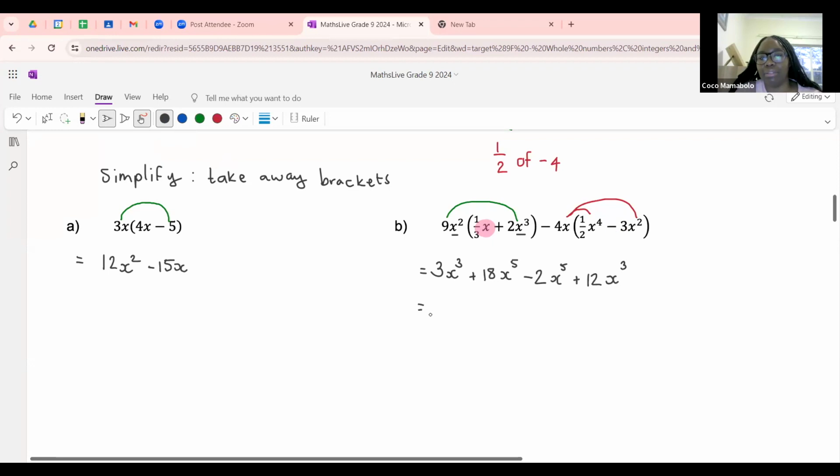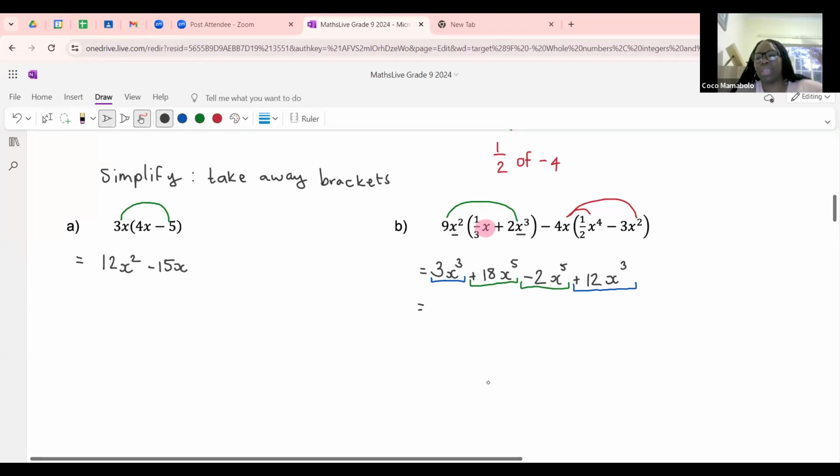Okay, am I done? Am I done with this question? Yes or no? No, I'm not done. No, I'm not. Because I can still see that I have like terms. So I need to add and subtract my like terms, right? So I've got 3x cubed over here, and I've got positive 12x cubed over there. I've also got 18x to the power of 5 minus 2x to the power of 5.